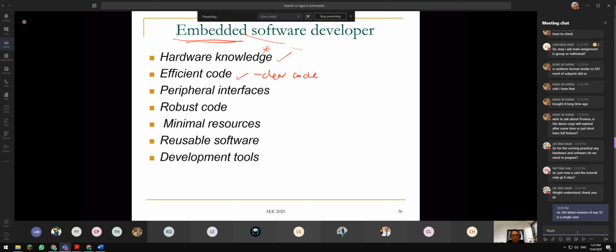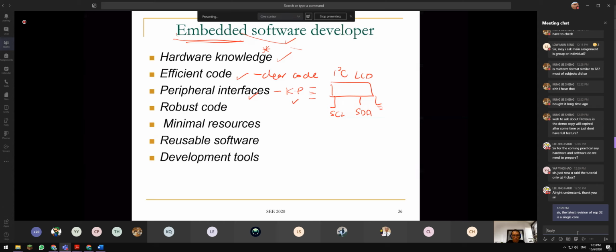Of course, as a software developer, you need to understand all the peripheral interfaces. Let's say, for example, if I give you a keypad, you know how to deal with all the pins in the keypad. Or if I give you an I squared C LCD, I know it has SCL and SDA, two lines. I know all these pins, so I design my code accordingly.